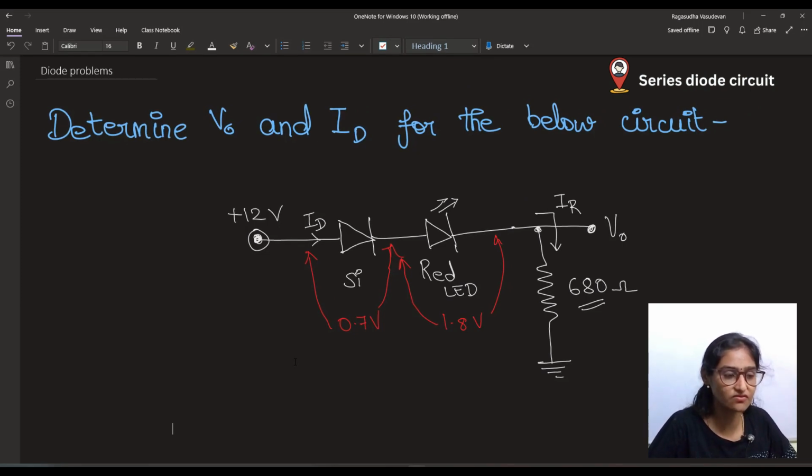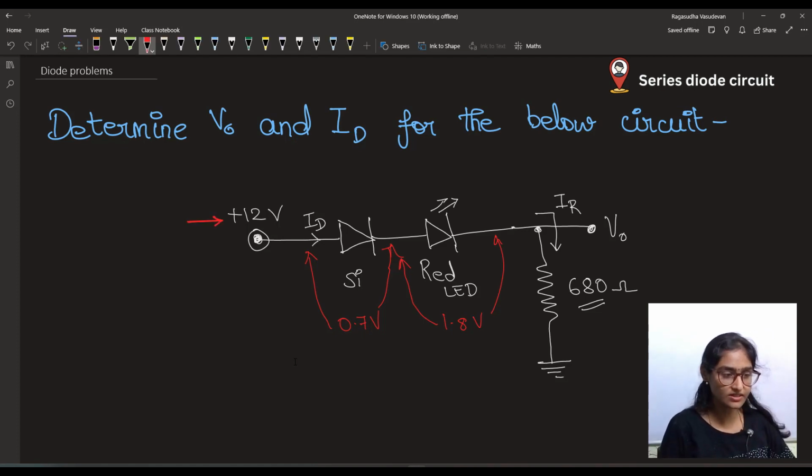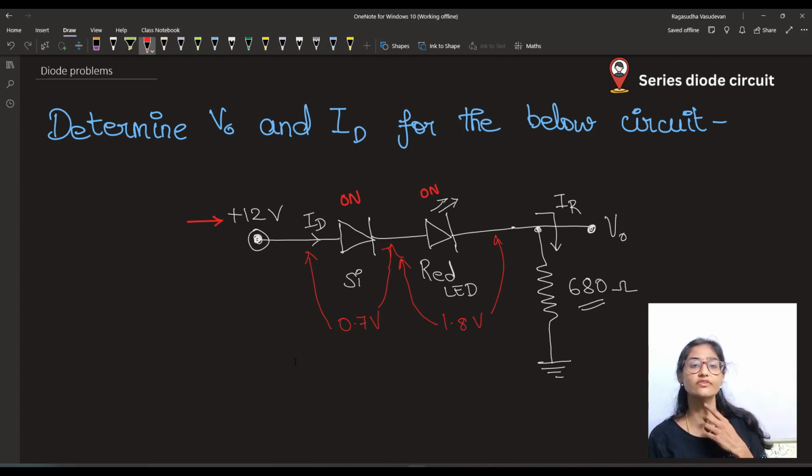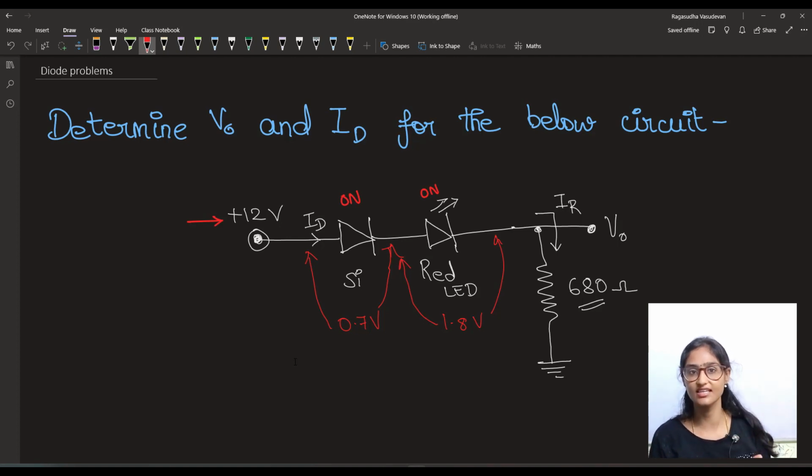We have a series circuit involving a silicon diode and a red LED. The drop across the silicon diode is 0.7 volt and the drop across the red LED is 1.8 volt. It is a simple series circuit. Since the applied potential 12 volt is greater than the forward bias voltage of silicon diode, this diode is going to be on, and same is the case for red LED. Okay, but the forward bias voltage of LEDs is slightly around 2 volt. For red LED it is 1.8, for green it is 1.6, and it depends based on the color that the LED emits.